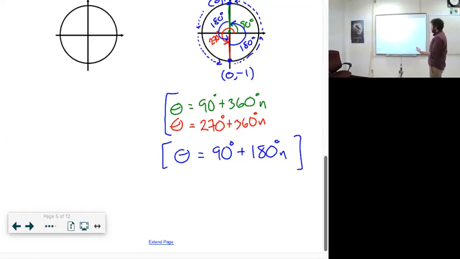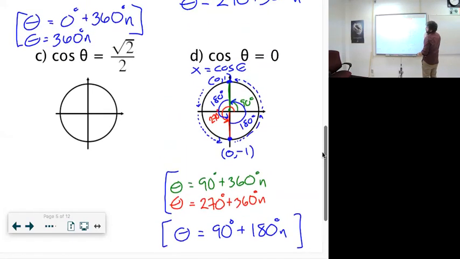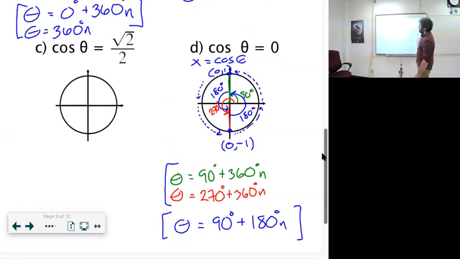Every 180 degree half rotation from 90 degrees takes us back to either the initial 90 degree angle we identified or the 270 degree angle we identified. And lastly, we're looking at cosine theta equals root 2 over 2. Again, reminding you that x equals the cosine of the angle.